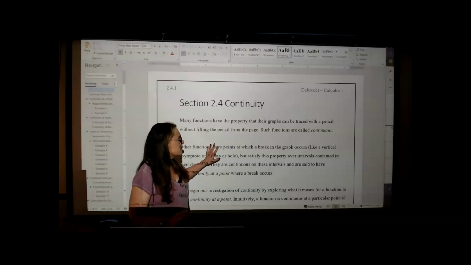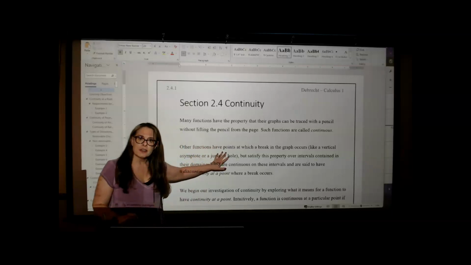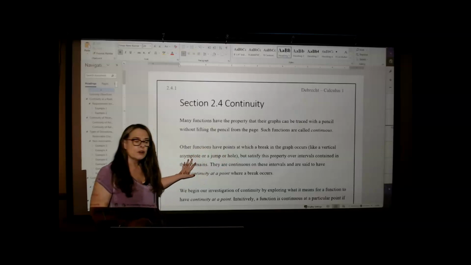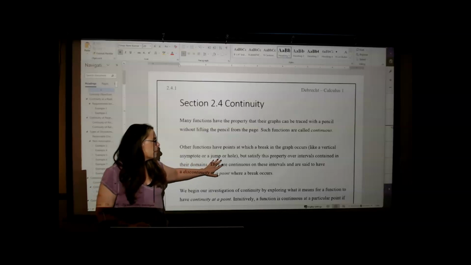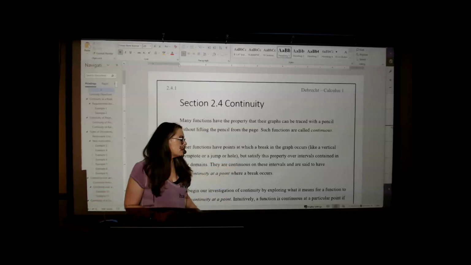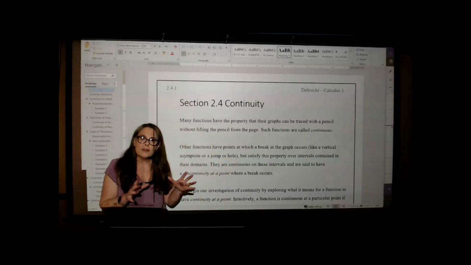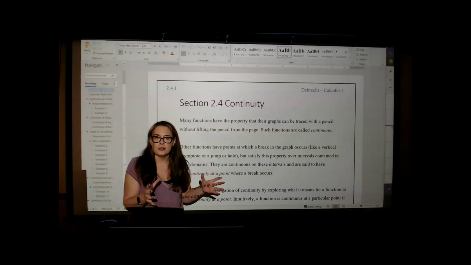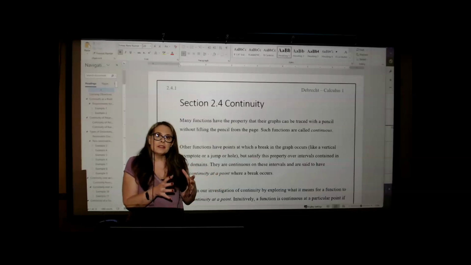There are graphs that have breaks in the graph, and we've seen some examples of these when we have a vertical asymptote, a jump, a hole, or a displaced point. However, in between these places where they have this discontinuity, they may be continuous. So they may be continuous over intervals within their domain, or even continuous over their entire domain, but their domain is not all real numbers.